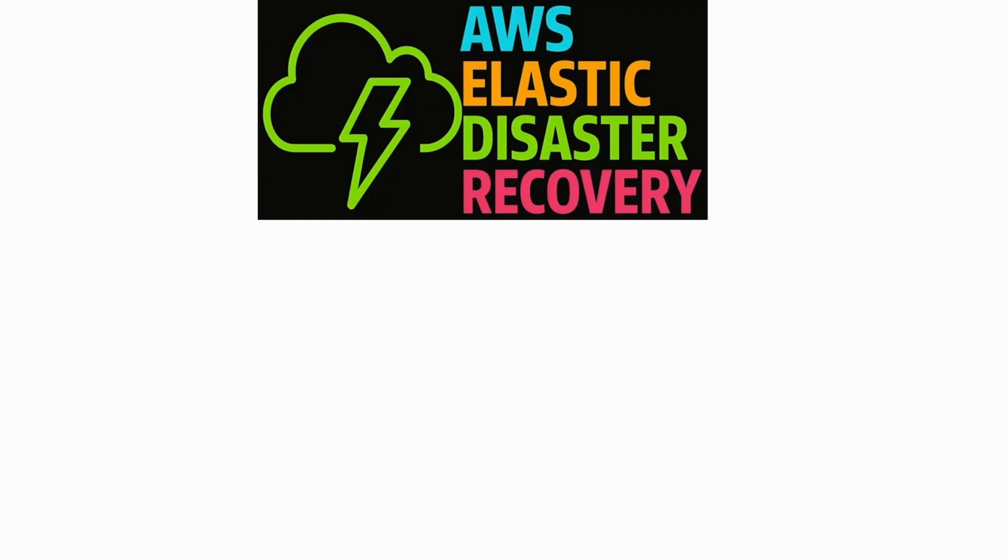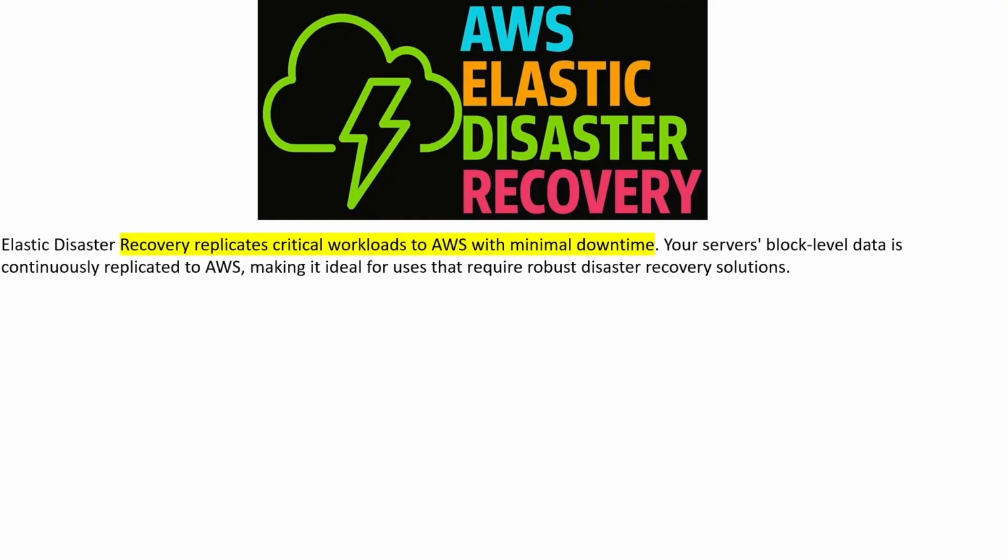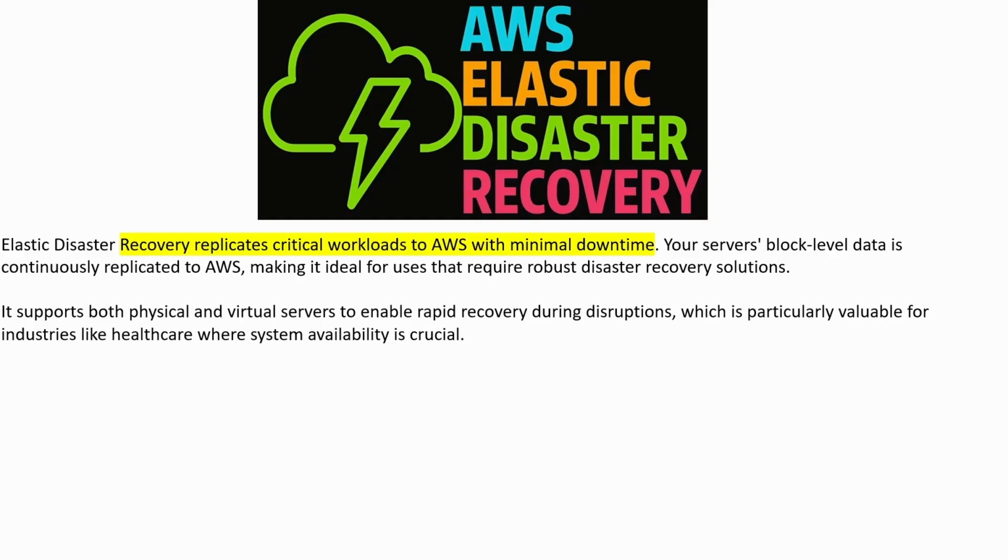Next up is Elastic Disaster Recovery. This is your break-glass-in-case-of-emergency tool. It constantly mirrors your servers to AWS, so if your building gets hit by a literal lightning bolt, you can click a button and be back online in minutes. Elastic Disaster Recovery replicates critical workloads to AWS with minimal downtime. Your server's block-level data is continuously replicated to AWS, making it ideal for uses that require robust disaster recovery solutions. It supports both physical and virtual servers to enable rapid recovery during disruptions, which is particularly valuable for industries like healthcare, where system availability is crucial.